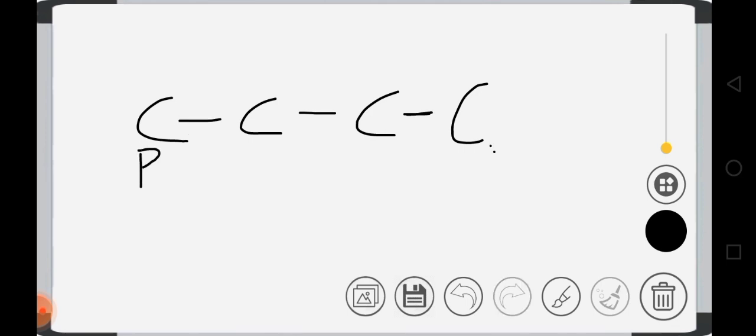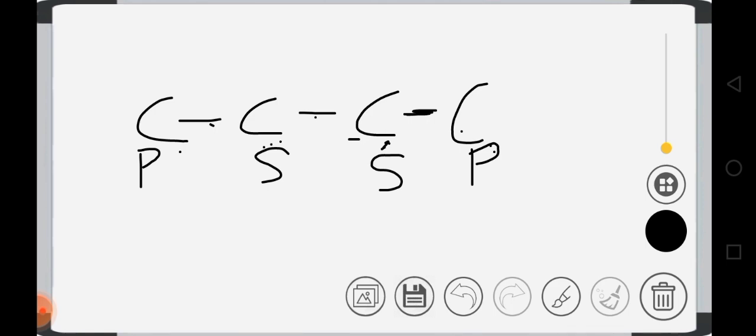This one that has just one bond is also called primary carbon. This one that has two bonds is called secondary carbon. It's not just two bonds, it's attached to two other carbons. That is the best way to even explain it.